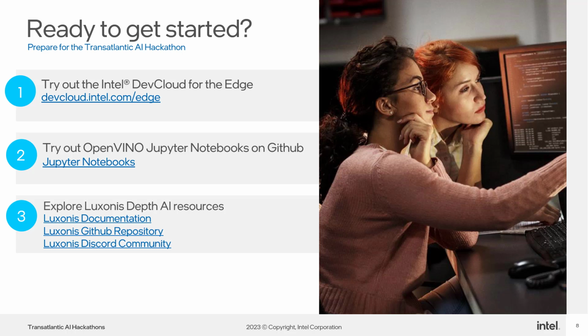As a reminder, when you're ready to get started, number 1, try the Intel Developer Cloud for the Edge. Number 2, try out our OpenVINO Jupyter Notebooks on GitHub, which I just showed you. And number 3, explore Luxonis's DepthAI resources, their documentation, their GitHub repository, and their Discord community.